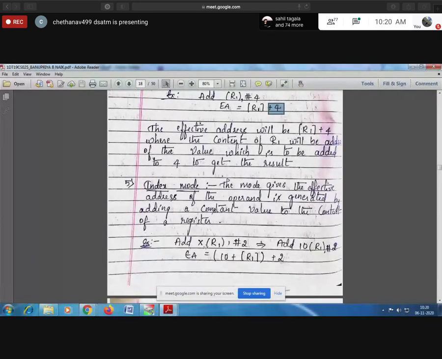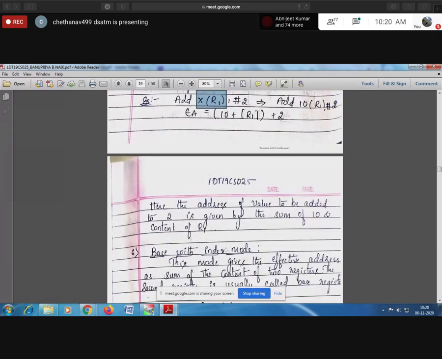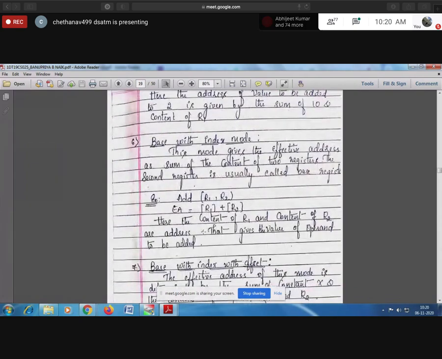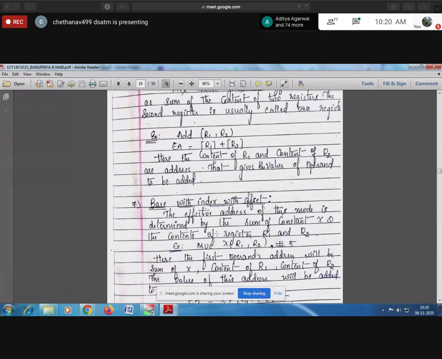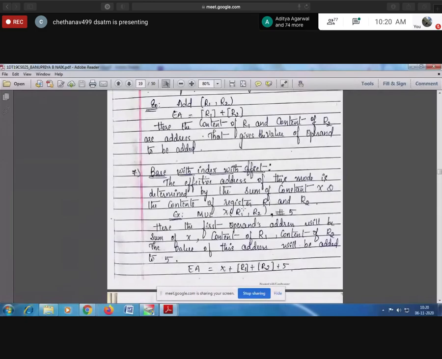Index mode. Index mode means what? X of R naught, R1. Along with the content of R1, you have to add X. Then you will get the address of the operand. That is index mode. Next is base with index mode. Base with index mode means two registers, R1 plus R2. Content of R1 and content of R2 will give you the address of the operand. That is base with index. With offset means content of R1 plus content of R2 plus X will give you the address.